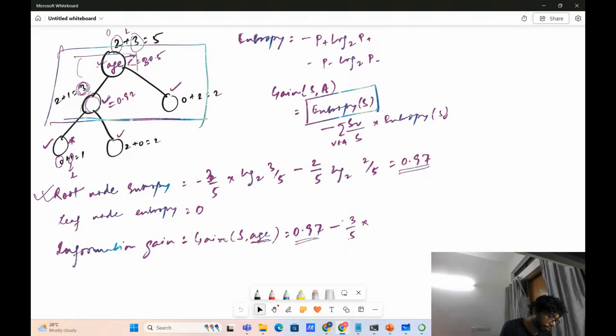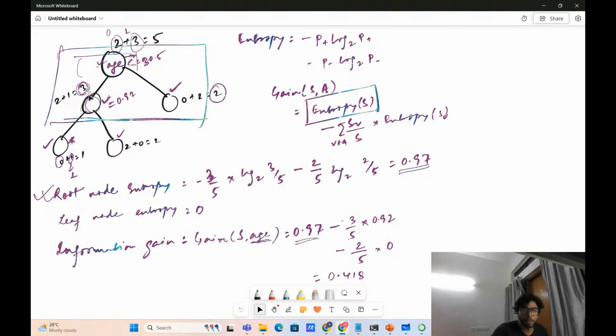Again, this is 0.92 as I said earlier. Minus, we'll come to the other node now. This is the other node. So we'll see what is the proportion of samples in this cut. That is 2 by 5 times the entropy of this node. That is 0. Now we'll calculate this thing. This will come out to be 0.418.